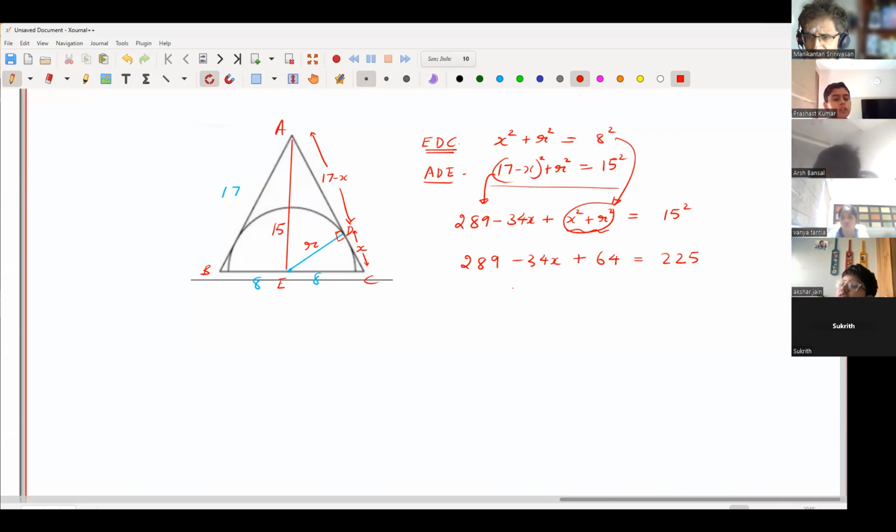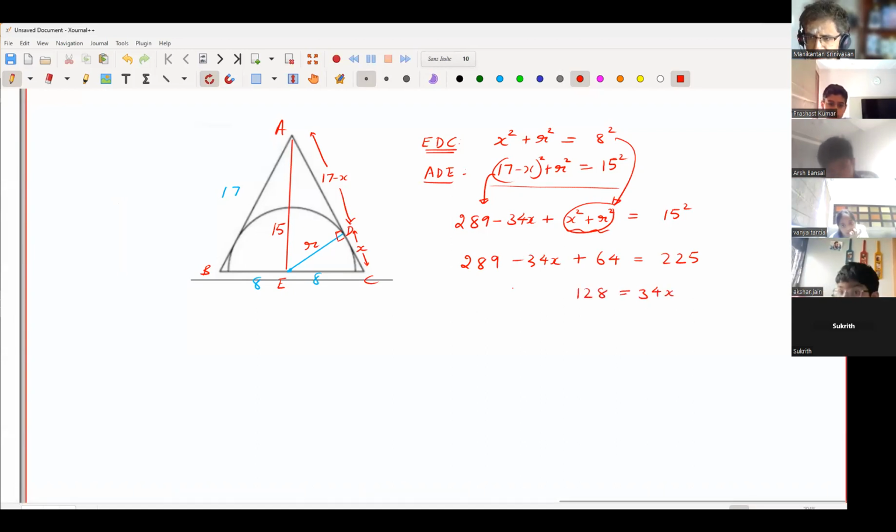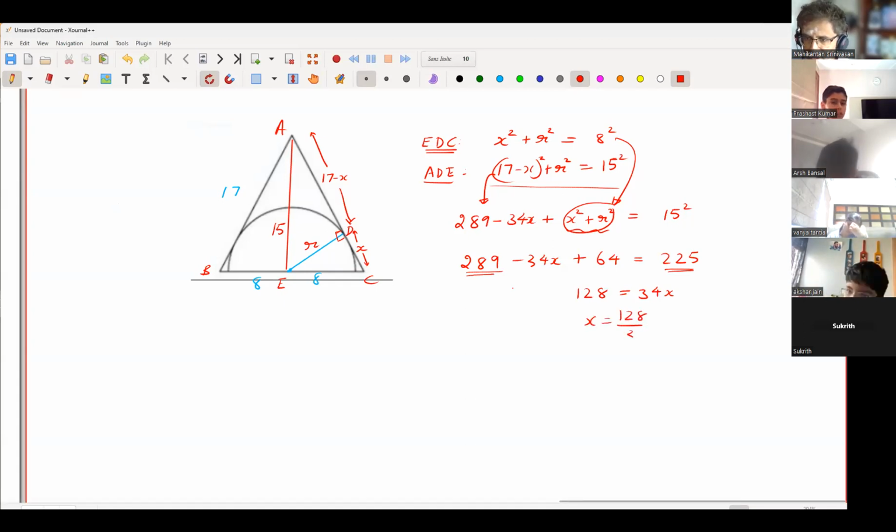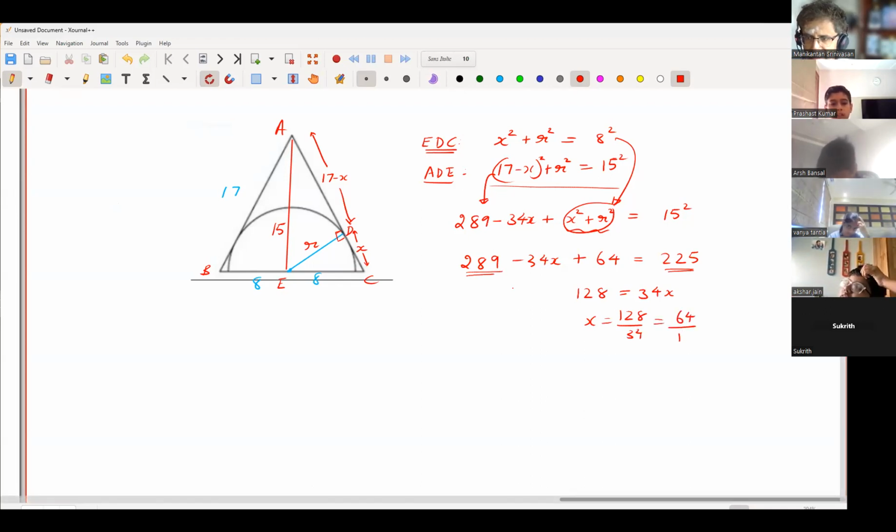So if I bring the 34x to this side, and then the 225 to this side, it becomes 128, right? I know it's 128 because 289 minus 225 is 64. 64 plus another 64 is 128. Therefore, x is 128 by 34, which is 64 by 17, right? So far so good. Vanya, you're okay so far?